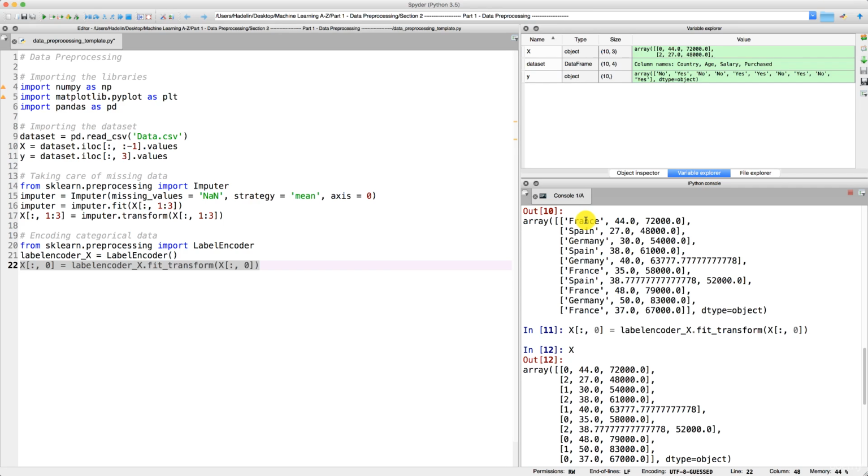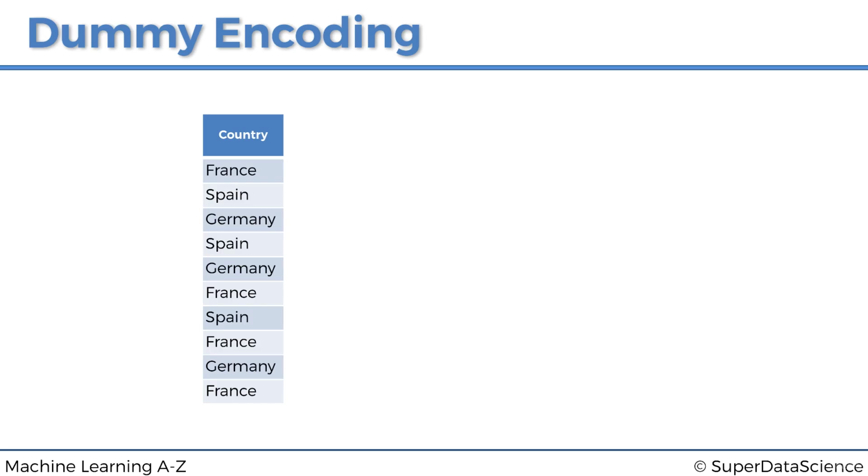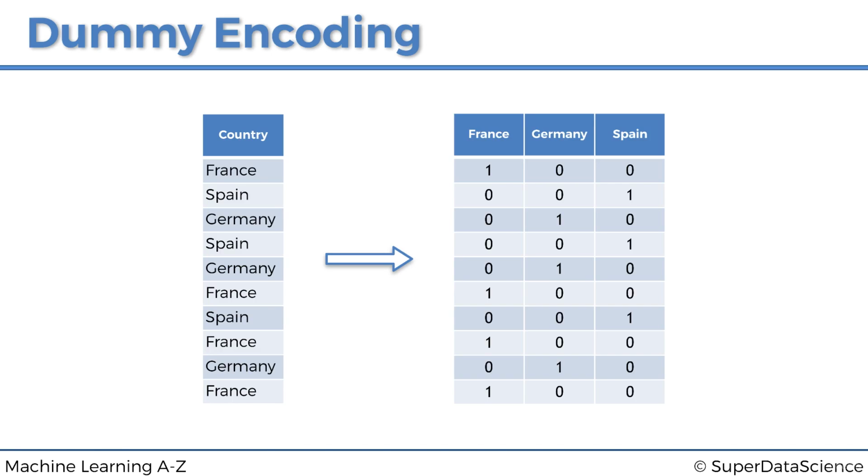So we have to prevent the machine learning equations from thinking that Germany is greater than France and Spain is greater than Germany. And to prevent this, we're going to use what are called the dummy variables. That means that instead of having one column here, we're going to have three columns. We're going to have a number of columns equal to the number of categories. So since we have three categories here, France, Spain, and Germany, we're going to have three columns.